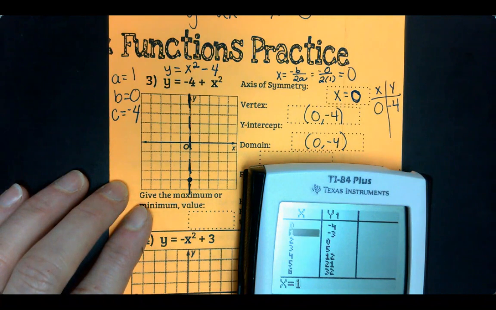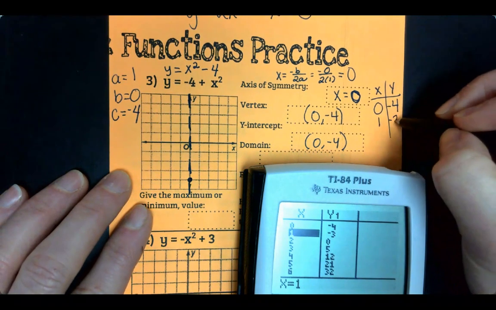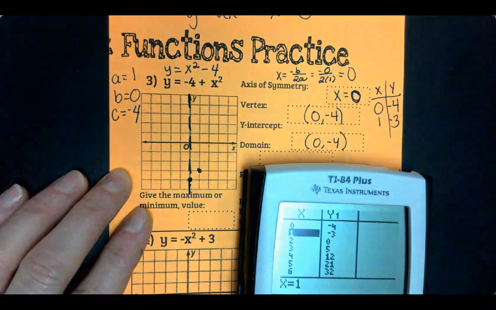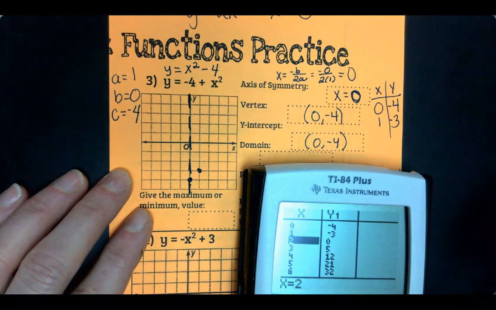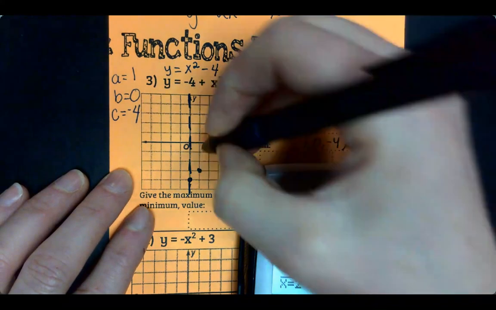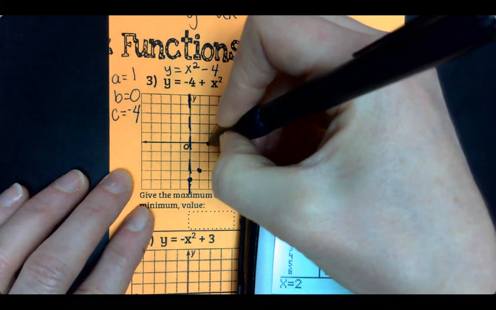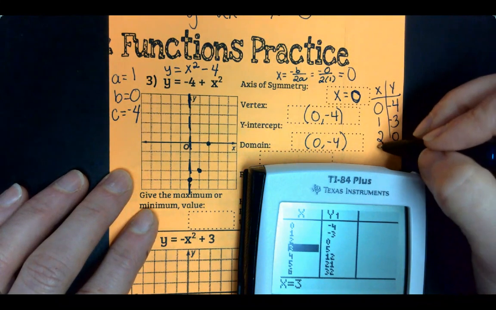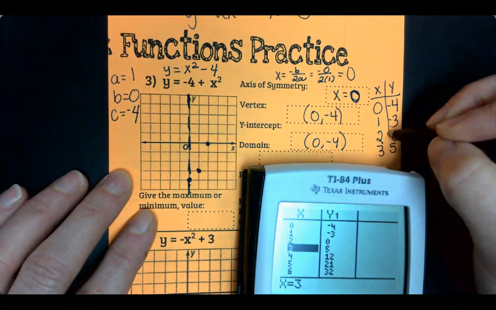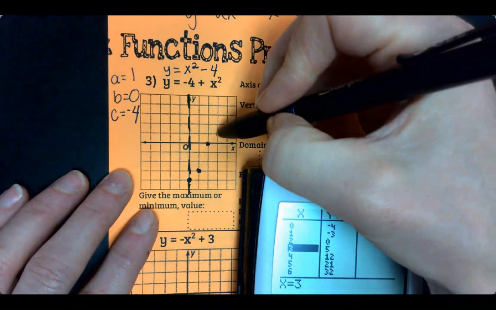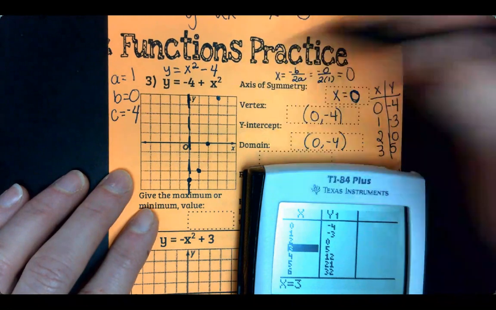So let's go to the next point. 1, -3. Over 1, down -3. 2, 0. Over 2, 0. And this one actually gives us enough room to plot another one. Let's do 3, 5. Over 3, up to 1, 2, 3, 4, 5.